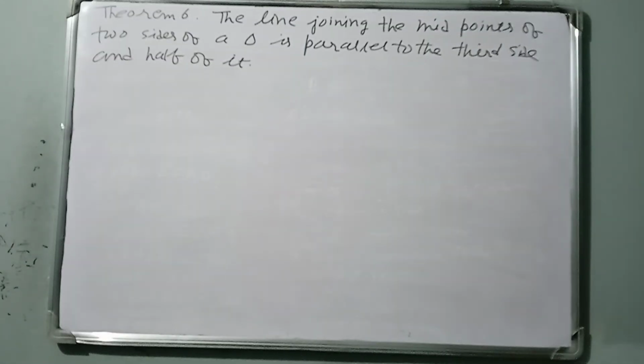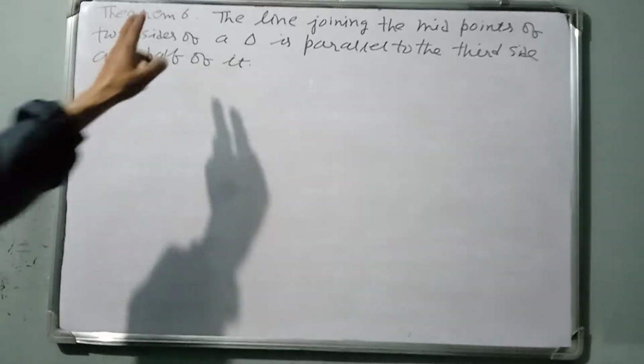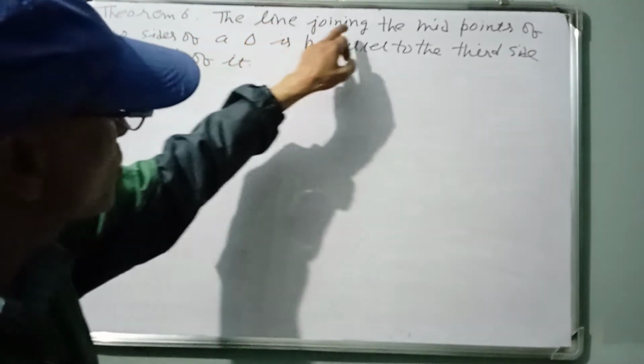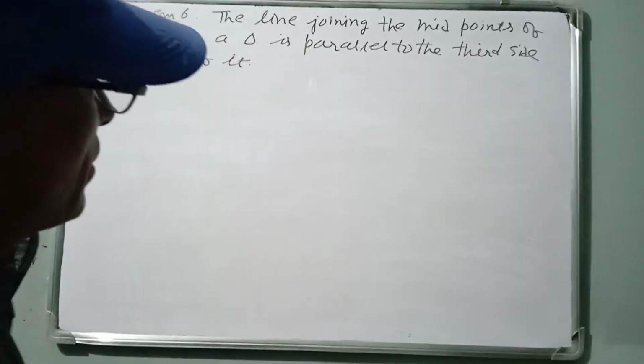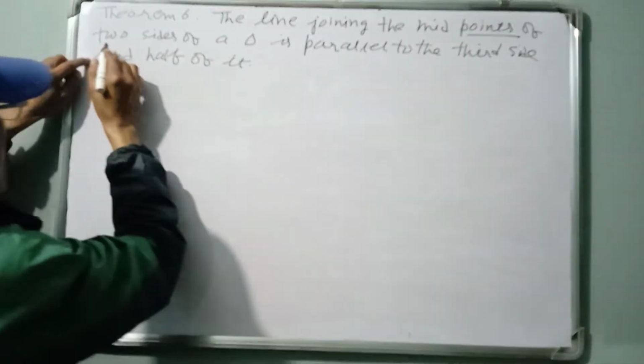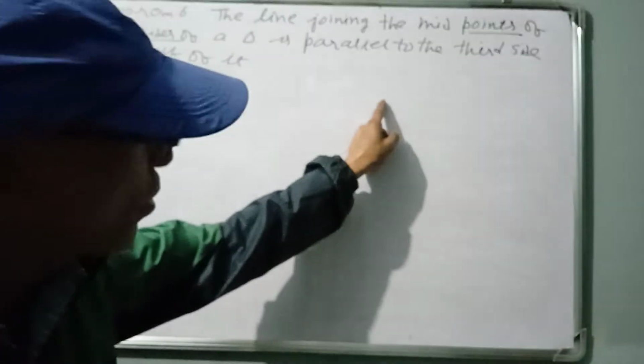See, I have to give you hints. The line, there is a line joining. What line is that? Joining the midpoints of how many sides? Two sides of a triangle is parallel to the third side and half of it.